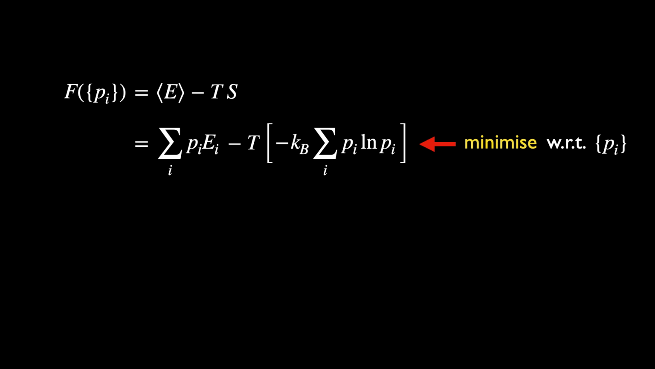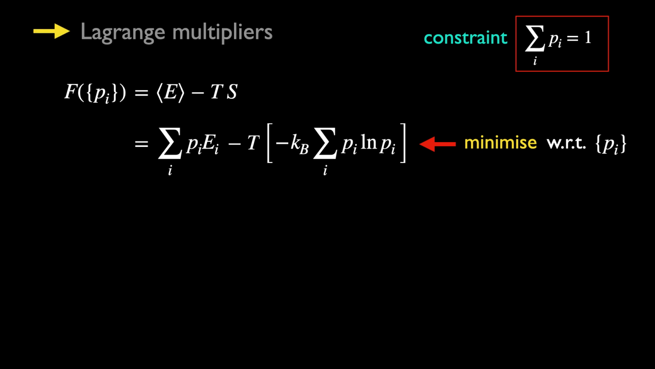Let's find out. Note that since the pi's are a set of probabilities, they must sum to 1. Thus this minimization must be done under a constraint. There's a general technique used for situations just like this. This is the method of Lagrange multipliers. It is a method for solving such optimization problems under constraints. Let's see how it works with this example.